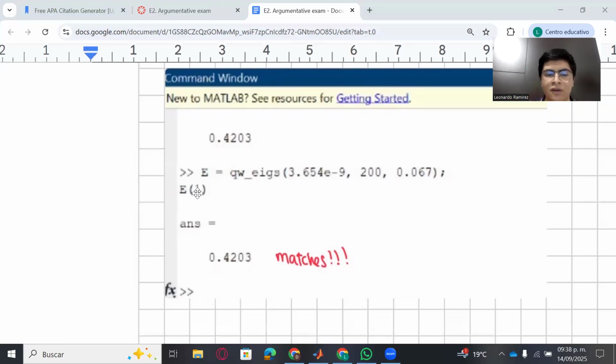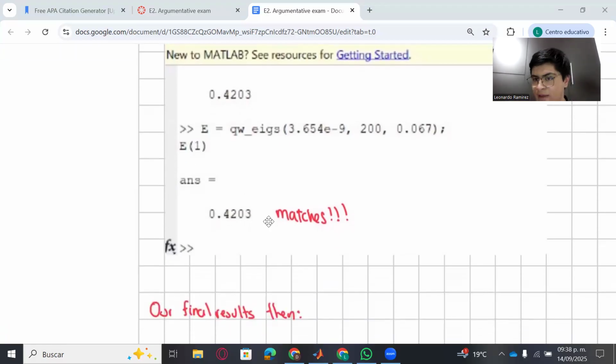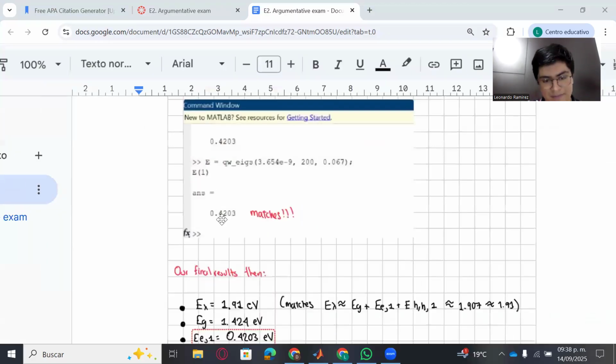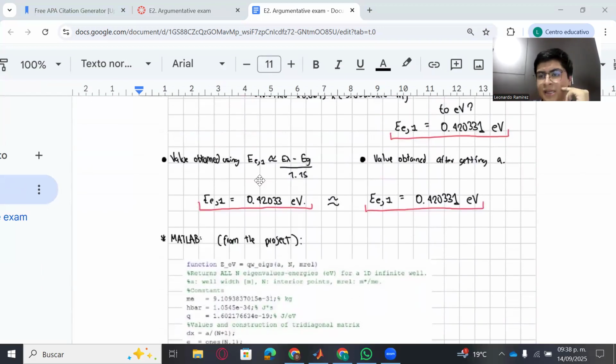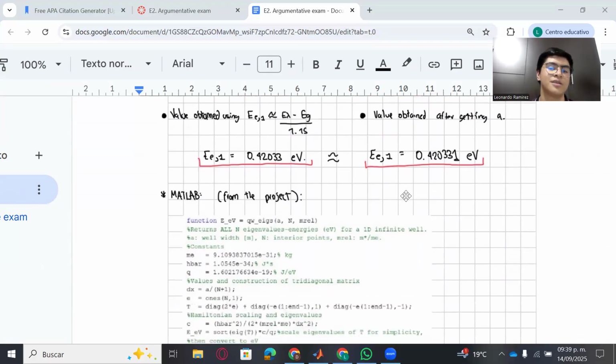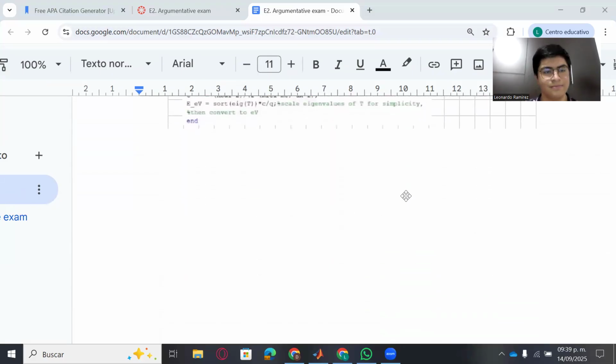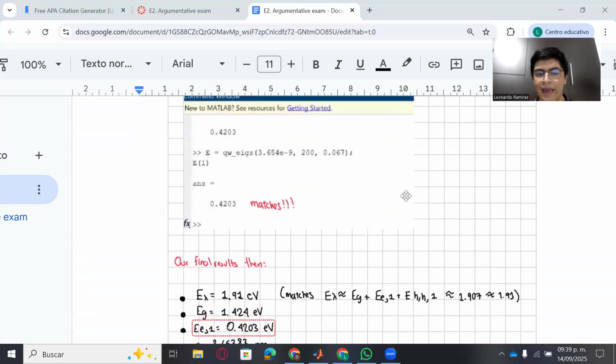Here we are telling our function we only want the first energy electron level, and this is the answer we get already in eV, not joules, because our function already changes those joules into eV. We can see that it matches the values we obtained with the approach given in the instructions of the exam and the analytical approach used in our lectures. That tells us we did everything right, and our MATLAB code works because we already proved it analytically. And that's basically it.